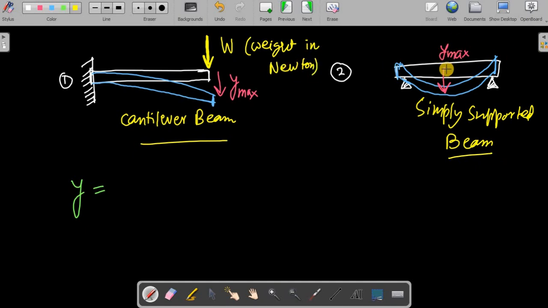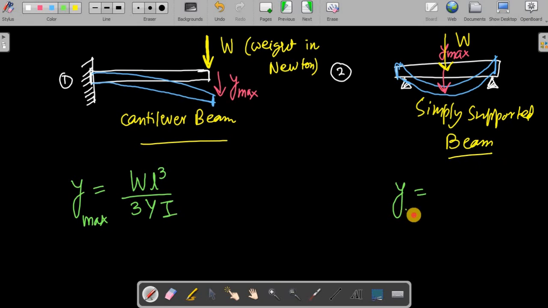Weight is of course a force. Here the weight is applied at the center, so that weight W we are taking, in both cases. So how do you calculate this y? The simple formula for this cantilever beam is W L cube by 3 E I, where E is Young's modulus and I is a term called area moment of inertia, which I will explain. And here this y, the deflection we are talking about, is only the maximum deflection.